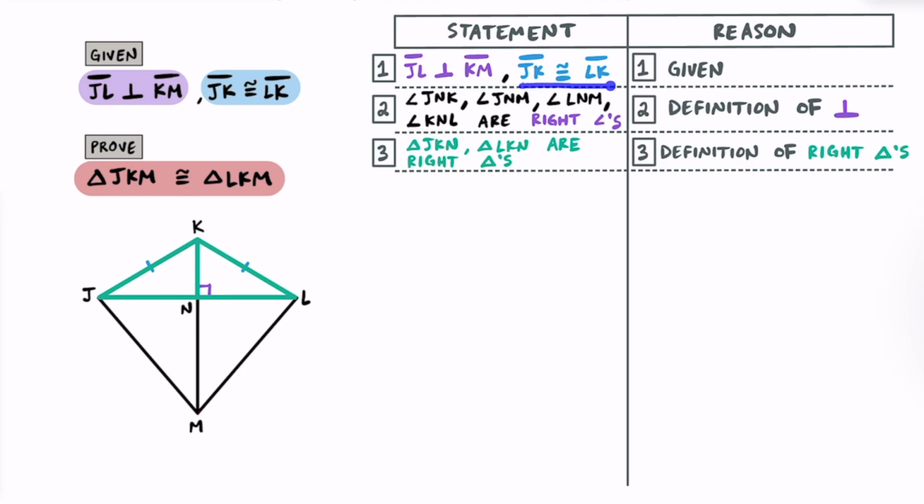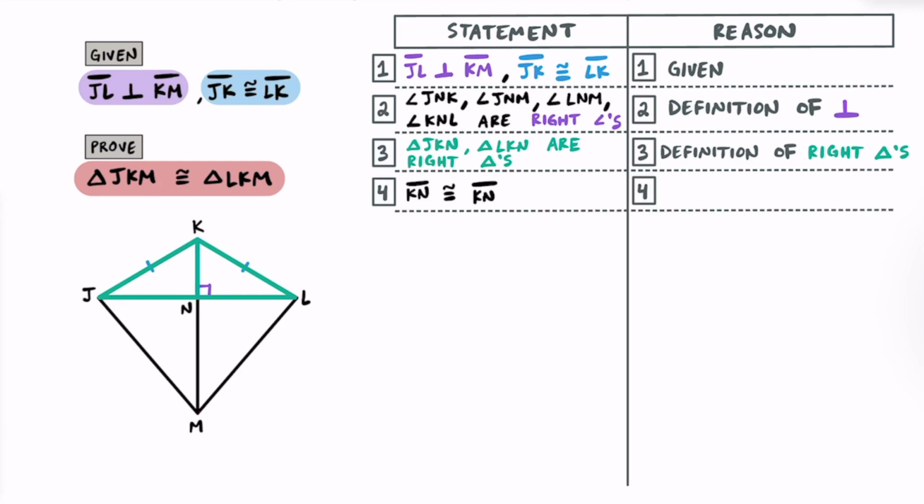And because we were told that JK and LK were already going to be congruent to each other, these are the hypotenuse of each of these triangles. If we can just prove that either JN or LN are congruent to each other, that would be a leg, or we could prove that KN is congruent to itself. Now, I don't know about you, but I think that saying that KN is congruent to itself is probably the easier one to go with.